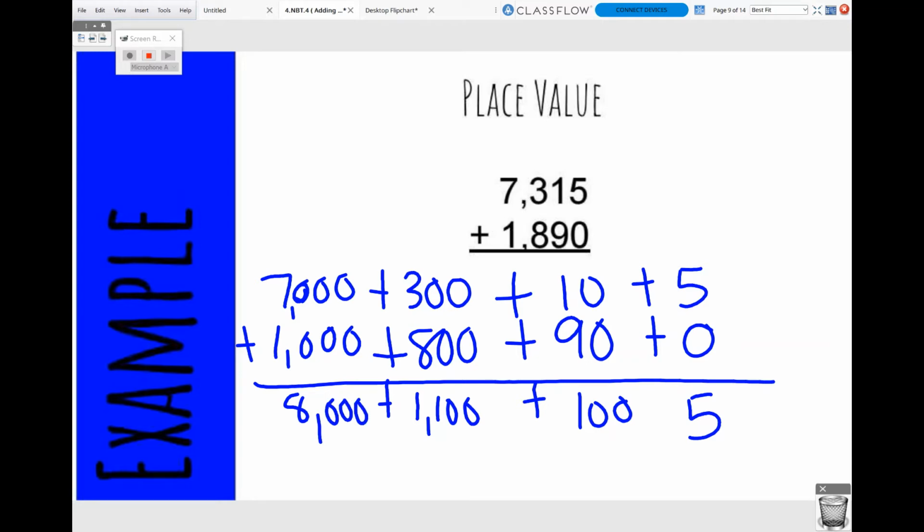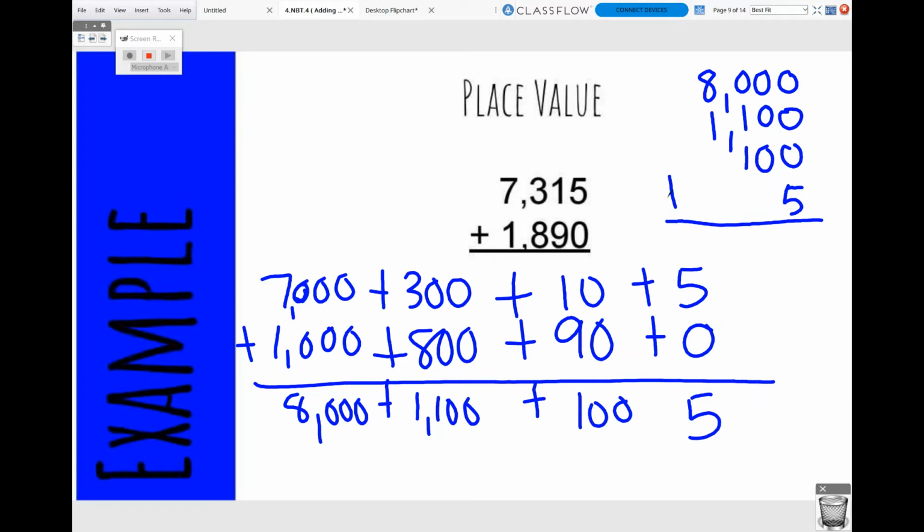And what I can do now is I'm going to stack them on top of each other vertically. And I'm making sure I'm lining up all my digits from the ones place. And then I'm going to add. So 5 in the ones, no tens, 2 hundreds, and then 8,000 plus 1,000 would give me 9,000. So my answer is 9,205.